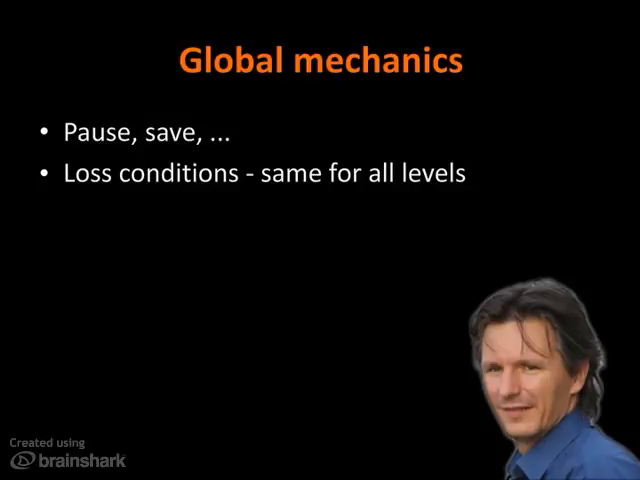And finally, you have to decide what the global mechanics are for the game. Some global mechanics are related with the gameplay. For example, losing conditions. For example, if the player gets killed, the game is over. Some global mechanics are not related with the gameplay. For example, saving the game.